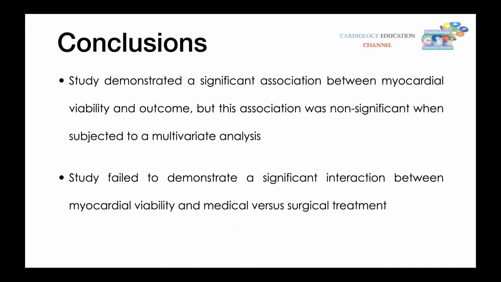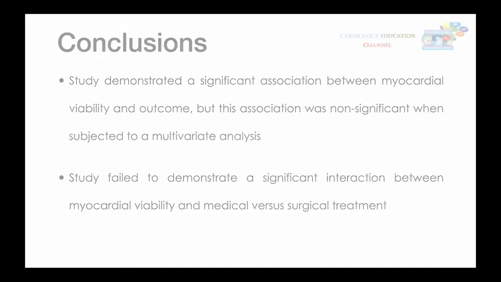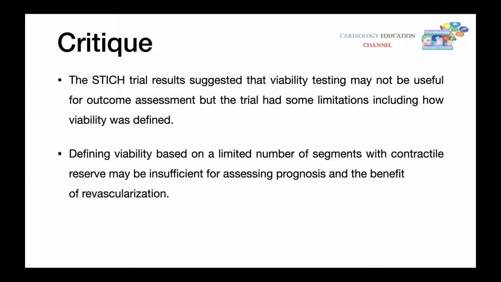So the conclusion of this study is that it demonstrated a significant association between myocardial viability and outcome, but this association was not significant when subjected to multivariate analysis, and the study failed to demonstrate a significant interaction between myocardial viability and medical versus surgical treatment. But there are some critiques of the STICH trial, that viability testing may not be a useful outcome assessment, as the trial has some limitations, including how viability was defined. As we had seen, they defined viability as 5 or more segments, which is contradictory to what has been defined by the American Society of Echocardiography.